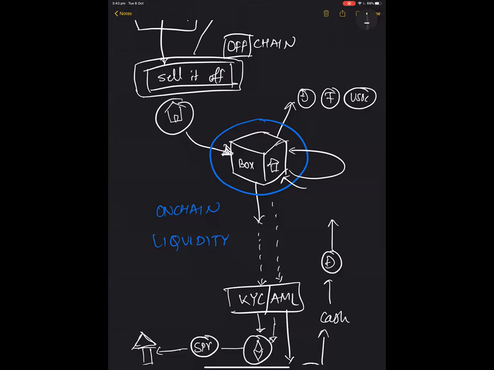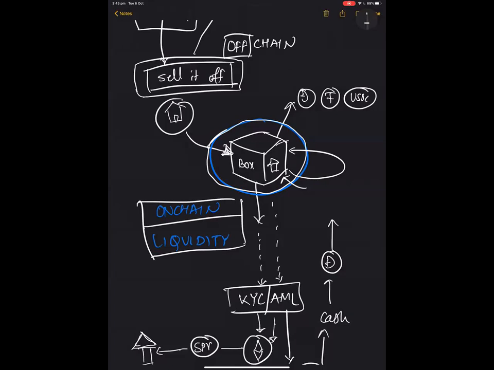Now, the box plays a very important role because that provides the key bridge. So the box is really the bridge which links the real world asset with on-chain, and it becomes a very important part of the puzzle. So we have to incentivize people who put the stables in the box as counterparty to the real world collateral.